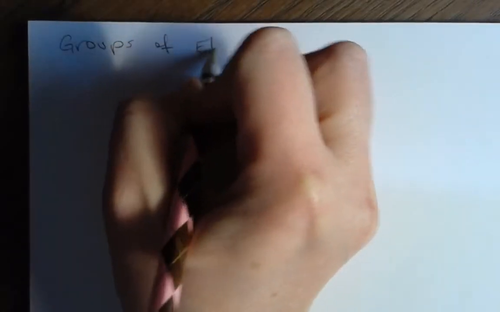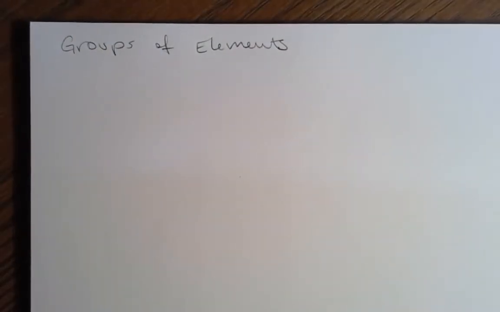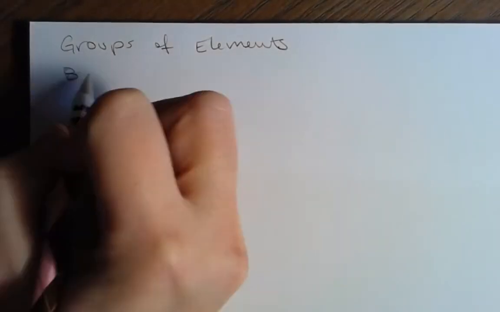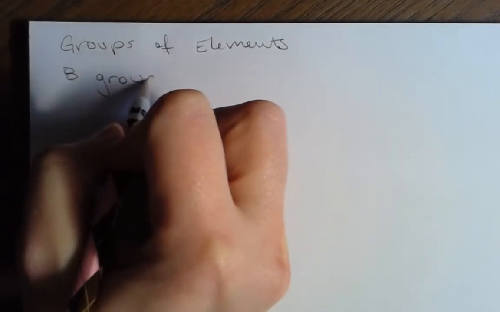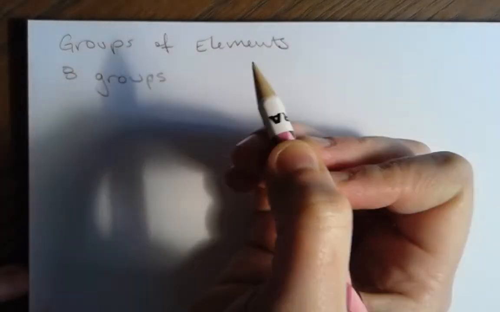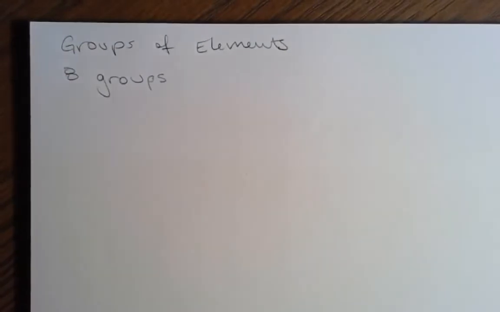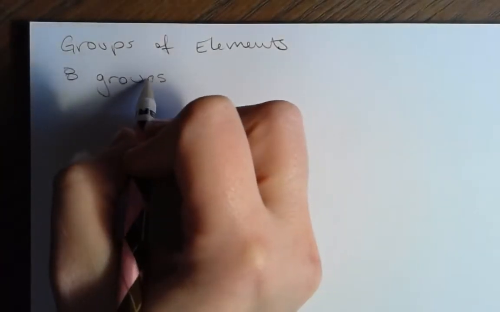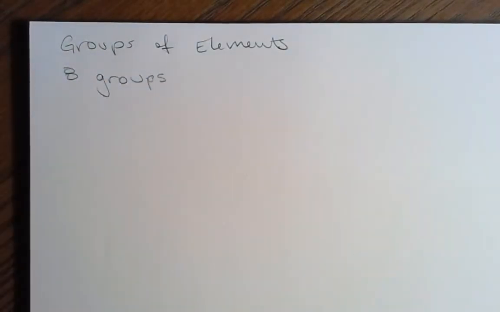Groups of elements. We learn about 8 groups. There are lots of different ways to divide up the periodic table. Without going into too much detail, you may see it printed even in different ways.